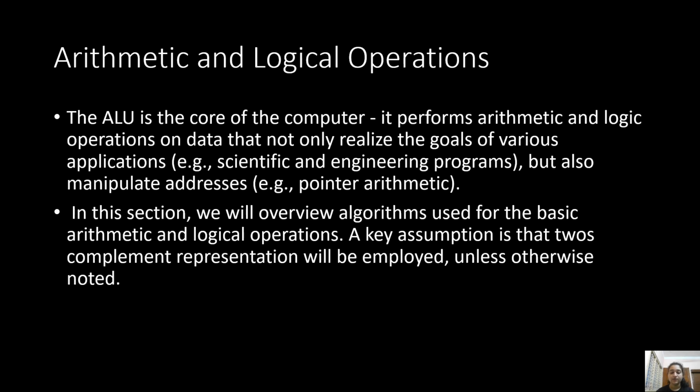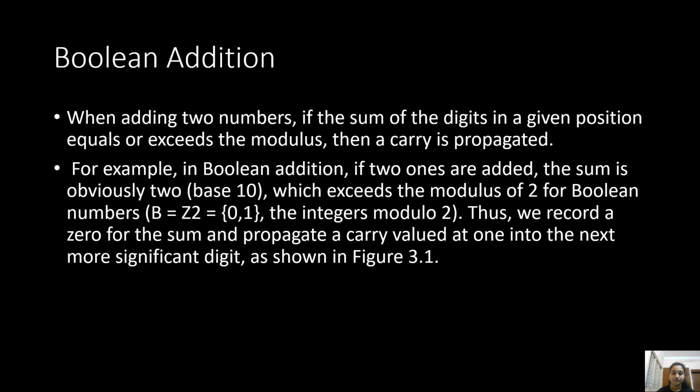Arithmetic and logical operations. The ALU is the core of the computer. It performs arithmetic and logic operations on data that realize the goals of various applications, for example scientific and engineering programs, but also manipulates addresses, for example pointer arithmetic. In this section, we will overview the algorithms used for basic arithmetic and logical operations. A key assumption is that 2's complement representation will be employed unless otherwise noted.